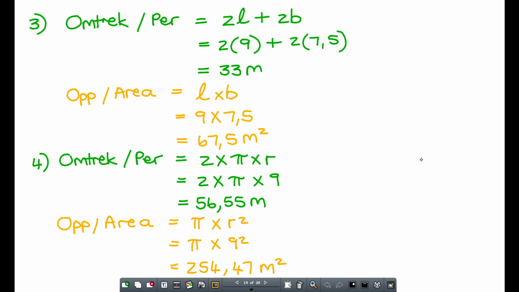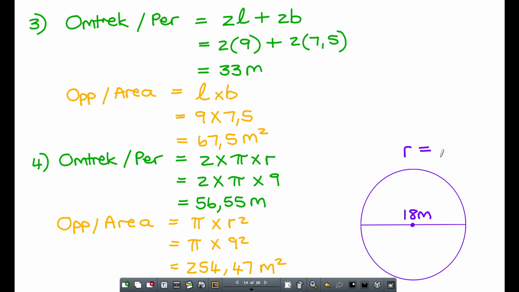At number 4, you had a circle with the full diameter. Now that diameter was 18, right? Okay, but is my radius 18? No. So radius would then be 18 divided by 2, meaning that should be 9 meters. You guys good with that?